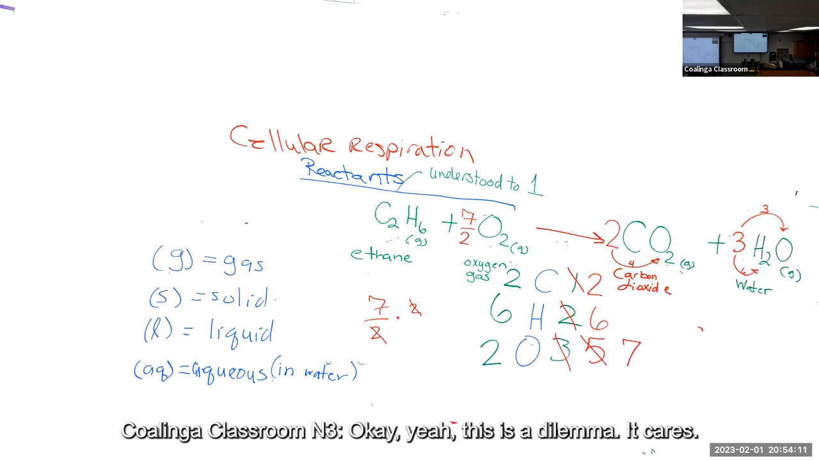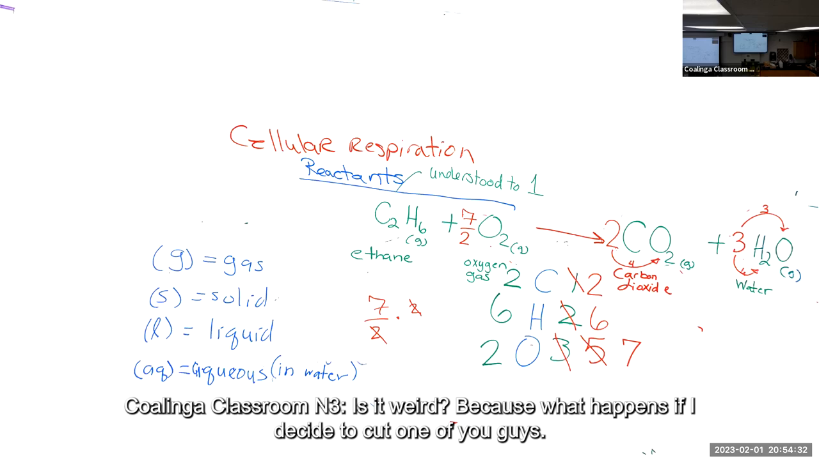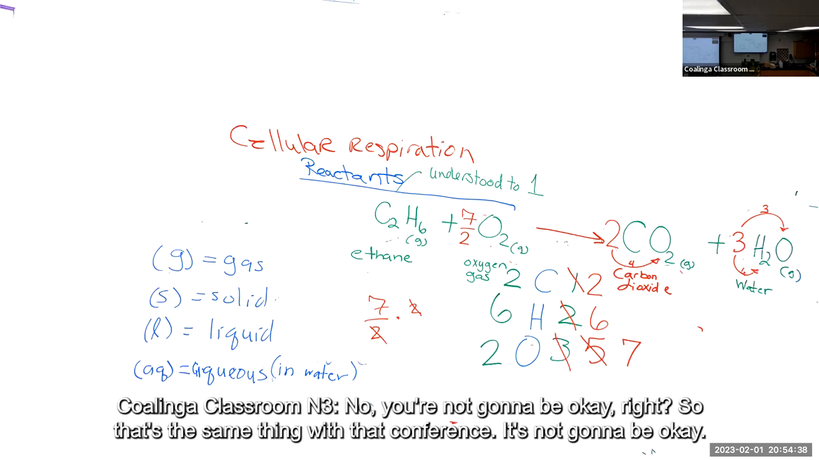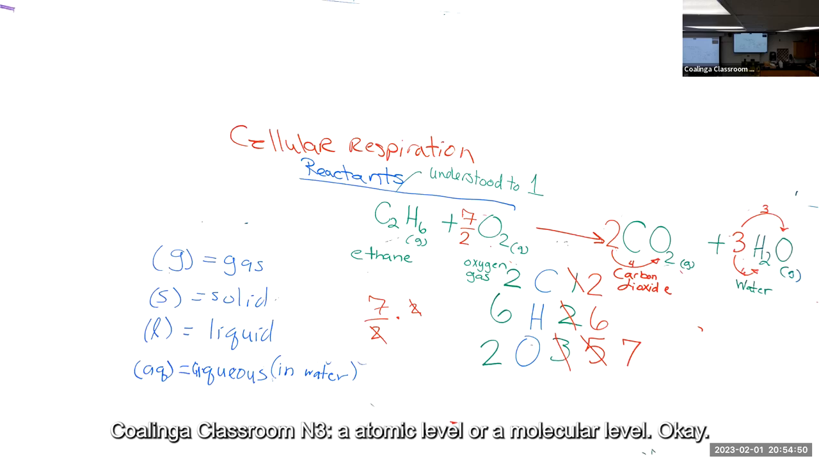Now, this is a dilemma in chemistry. Why do you think it's a dilemma? Because having 7 halves is weird. Yes. Having half of a molecule is a weird thing to have. Because what happens if I decide to cut one of you in half? You're not going to be okay, right? That's the same thing with that compound. It's not going to be okay. You can't have 7 halves at an atomic or molecular level.